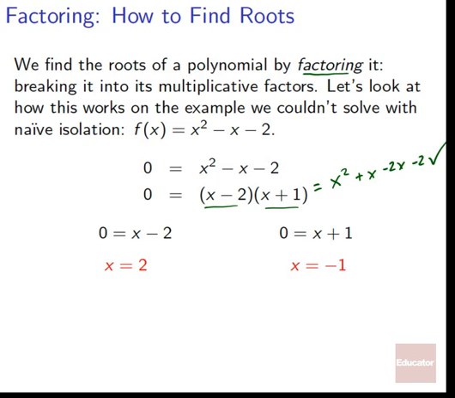0 equals x minus 2 and 0 equals x plus 1 is how we set it. We now set these two things equal to 0, so we've got 0 equals x minus 2, 0 equals x plus 1, and we get x equals 2 and x equals negative 1. We found all the solutions for this polynomial.